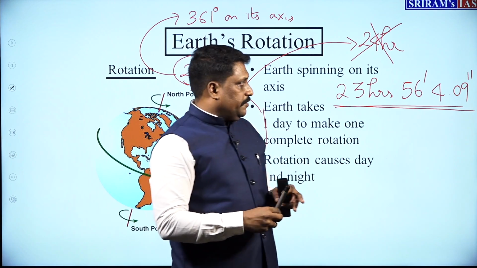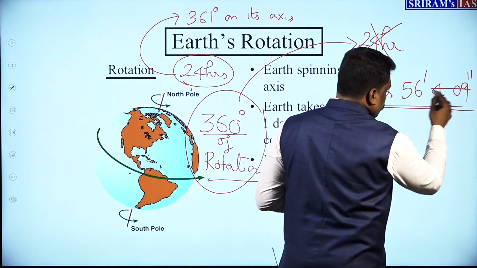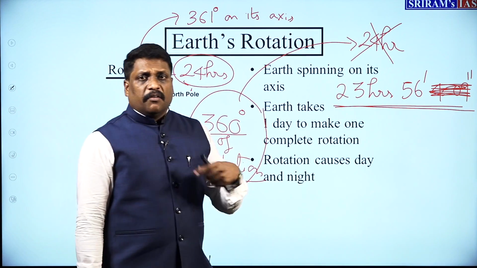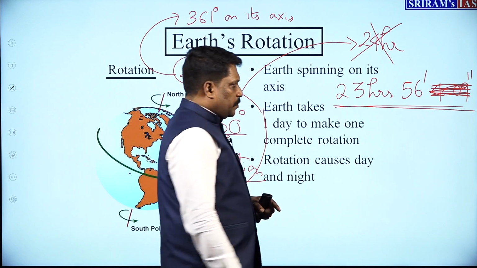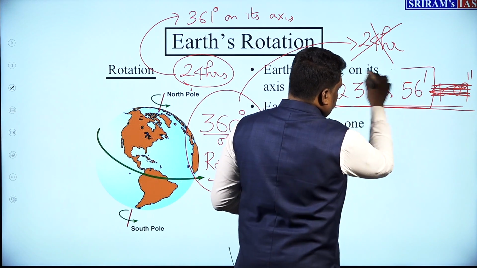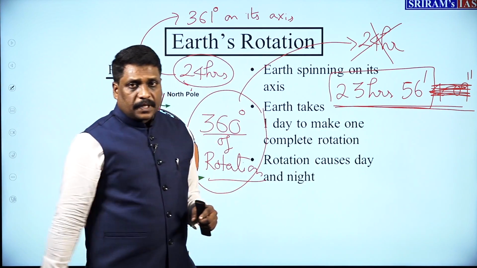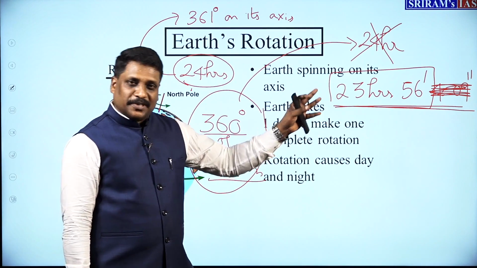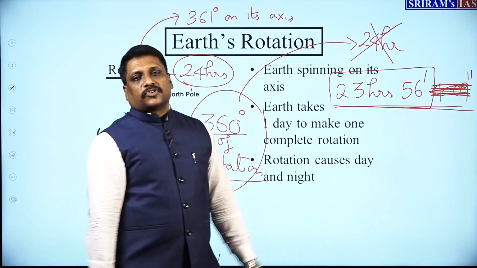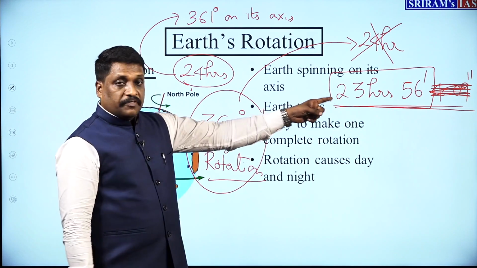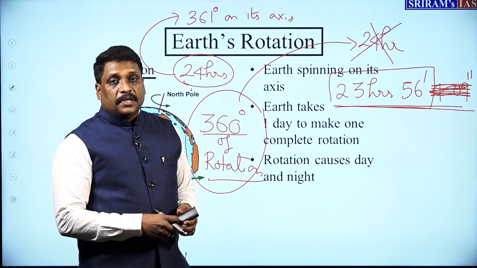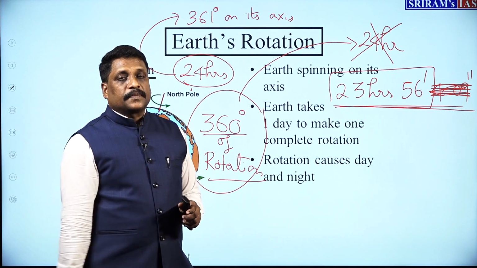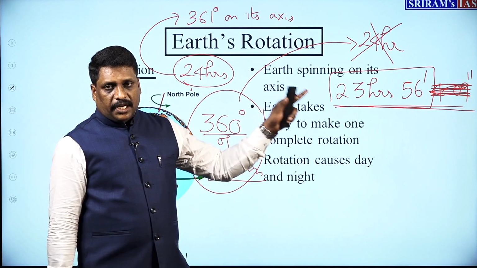In that way, though I say it is 4.09 seconds, I don't want to carry this 4.09 seconds further. Approximately, I'll take it as 23 hours and 56 minutes. That is more than sufficient. Leave the precision aside, we'll go for the approximate value: 23 hours and 56 minutes. My dear friends, the time taken for Earth to complete 360 degrees of rotation takes nearly 23 hours and 56 minutes.